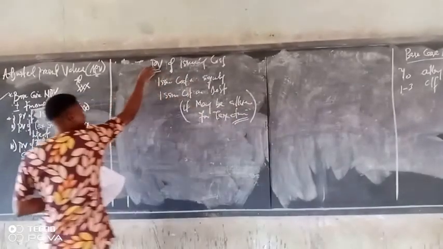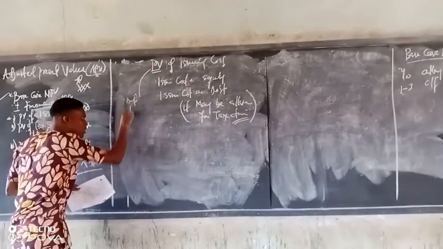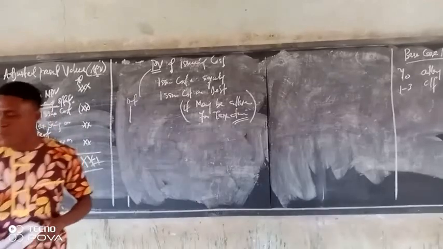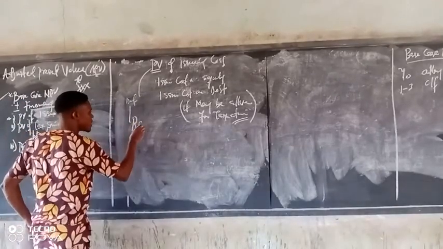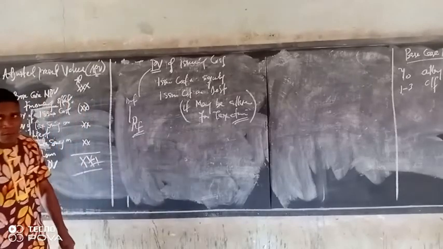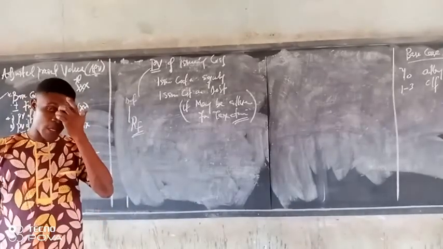PV. You have to discount with a discount rate. Except otherwise stated, use what? Risk free, to discount it. What do you use? Risk free. Are we together? Yes, sir.